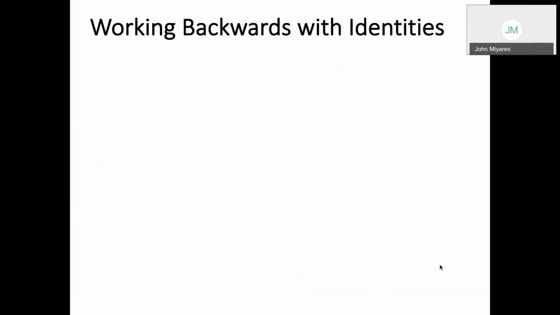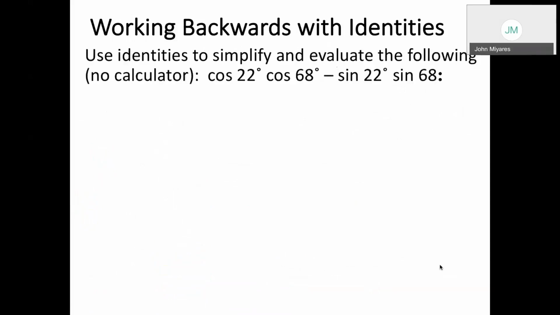There's a couple of problems on the homework that ask you to work with the identities backwards. For example, here we are asked to use identities to simplify and evaluate the following expression without a calculator. We want to take the cosine of 22 degrees times the cosine of 68 degrees minus the sine of 22 degrees times the sine of 68 degrees. Again, your first instinct is probably that this problem is not possible to do without a calculator because none of those angles in this problem are mad-minute angles.